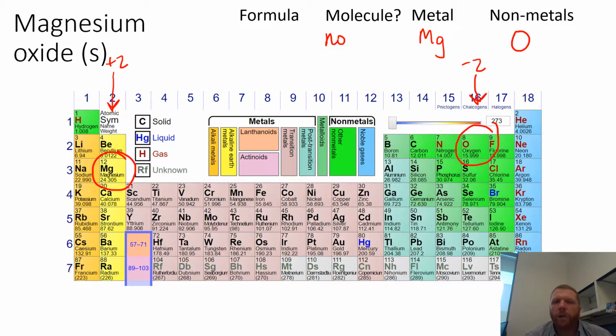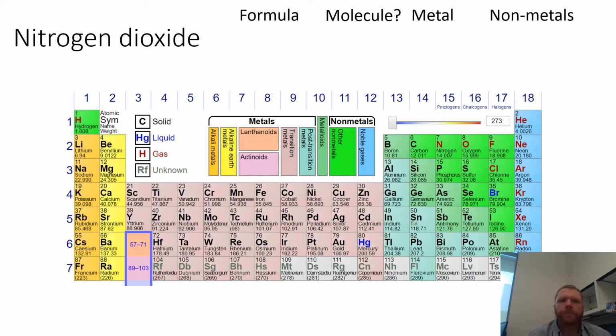Okay, so how do we pair those two up? Think about this as magnesium has given up 2 electrons and oxygen wants to gain 2 electrons. So they actually meet up where their charges, Mg2+ and O2-, basically cancel out. So MgO, sorry, my O is a little bit silly there, that is our formula for this compound. Next up is nitrogen dioxide.